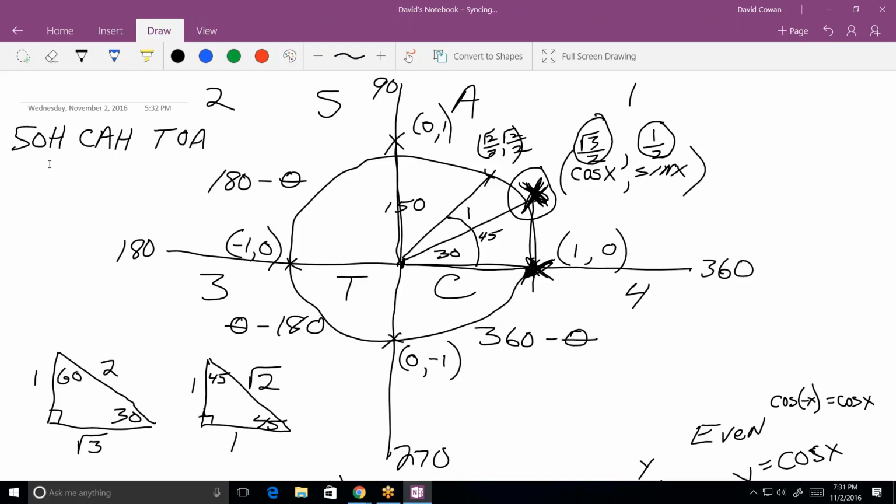Okay? And that's just something about trig. You don't want to constantly be making these translations in your head. You want to know instantly when they're talking about sine of a right triangle that it's opposite over hypotenuse.